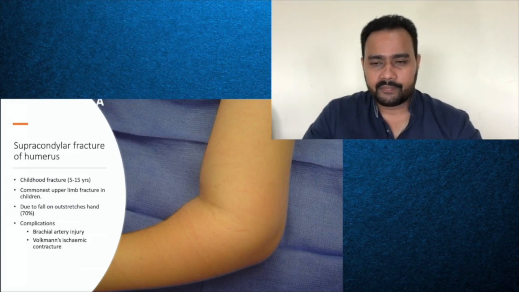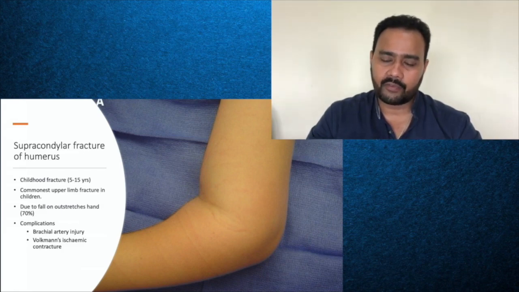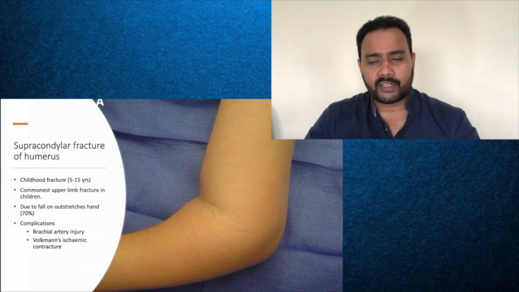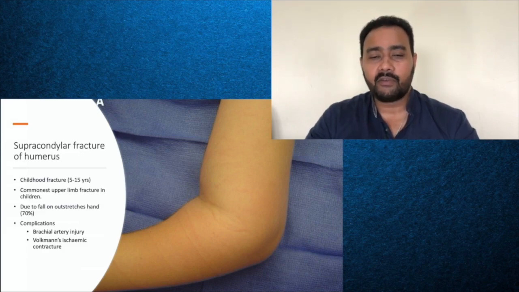And the next important fracture is the supracondylar fracture of the humerus, right? So already I have told you the humerus has a medial and lateral epicondyle. So any fracture that occurs above that is called a supracondylar fracture. This fracture commonly occurs in children. Because of that we call it a childhood fracture.